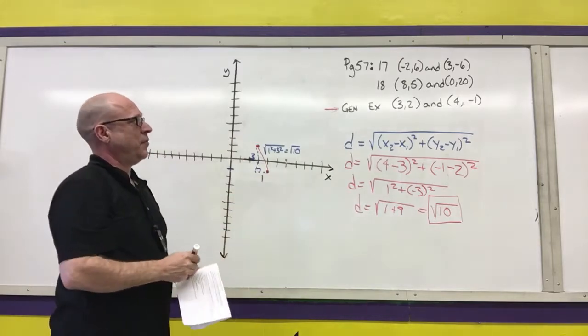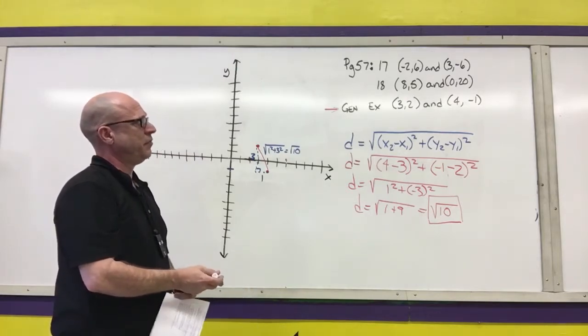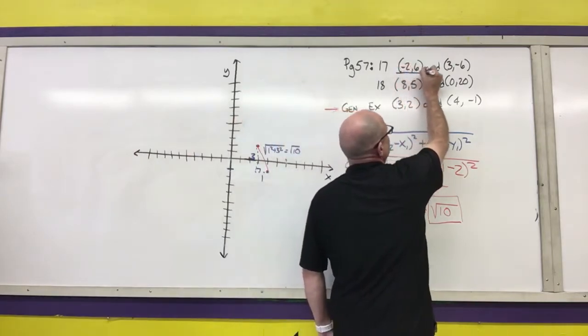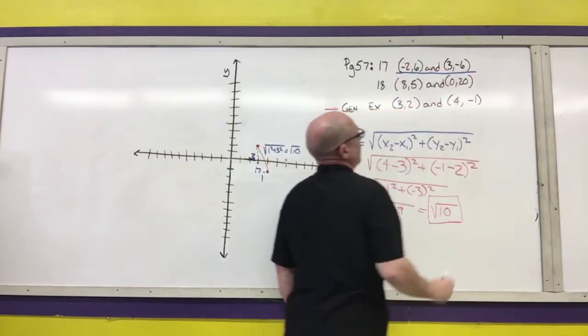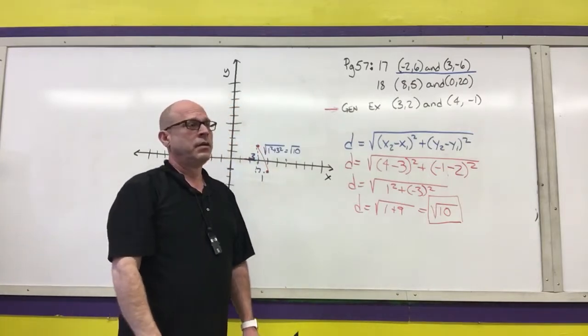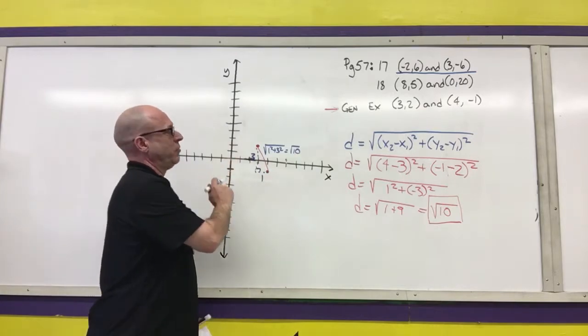I'm going to do 2 more examples. The first example I'm going to do is homework problem 17 from page 57. I want to know the distance between the point -2, 6 and the point 3, -6. So I'm going to show you how I would do it without actually plotting the points.